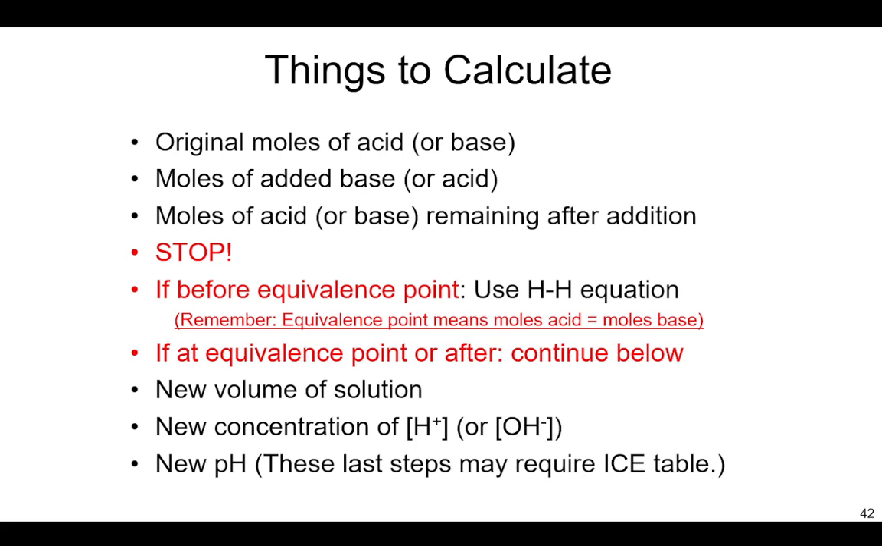We're going to write a reaction and do an ice chart. And then we're going to stop to consider where we're at. If we're before equivalence, we use Henderson-Hasselbalch. Okay. If we're at equivalence, meaning the moles of acid equals the moles of base, then we're going to go through and determine, okay, what is the new volume? What are the concentrations of any acids or bases that are left? And then if we're at the equivalence point, we might have to do a second ice chart.